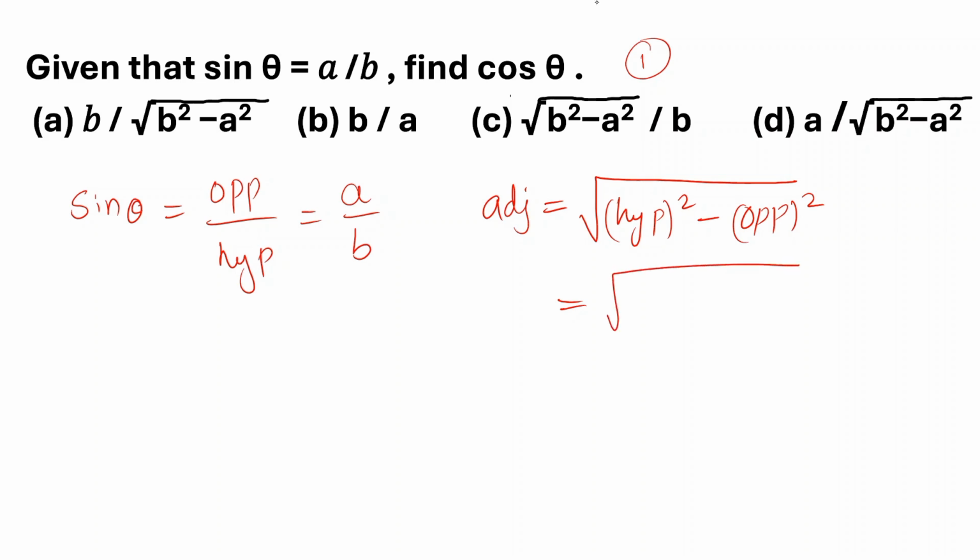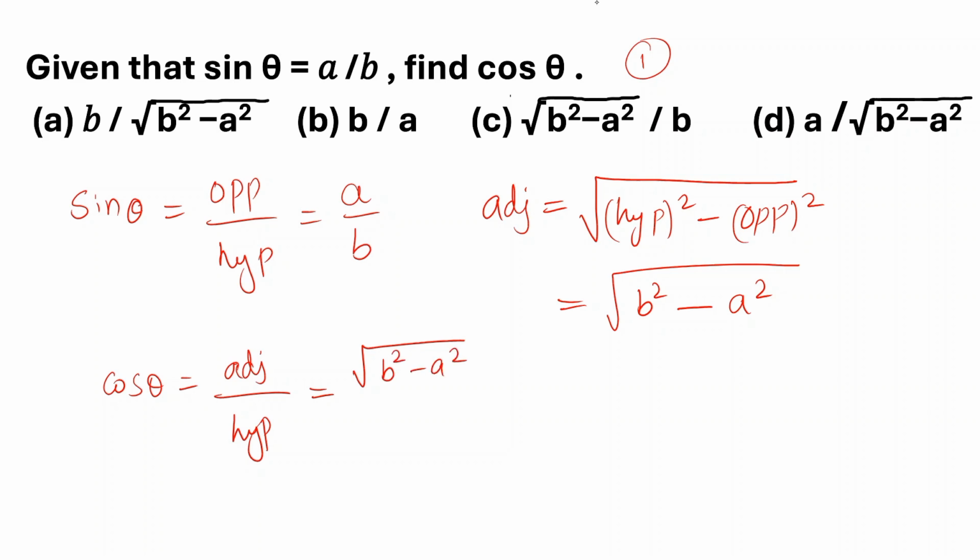So here the adjacent side is root of b square minus a square. Now we know the adjacent side, we know the hypotenuse, so easily we can find cos theta. Cos theta is adjacent side divided by hypotenuse, is it? So root of b square minus a square divided by b. Answer is option C.